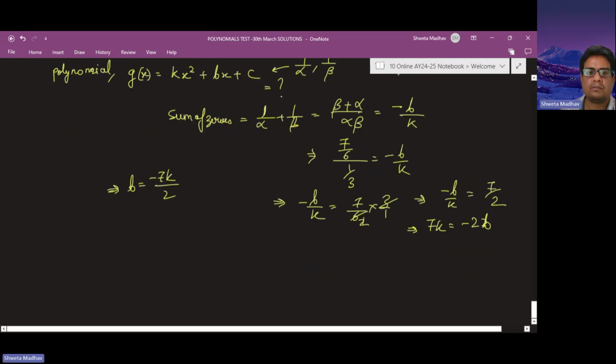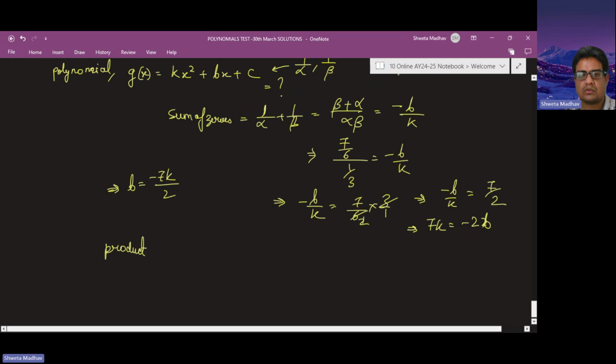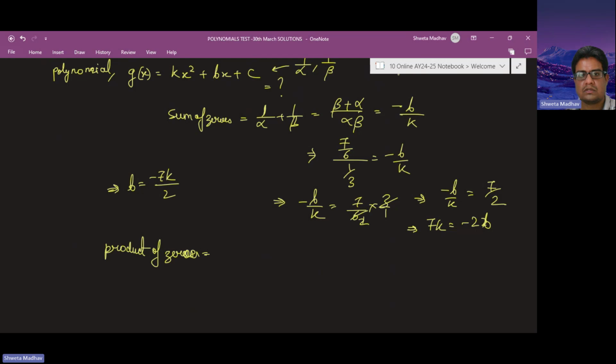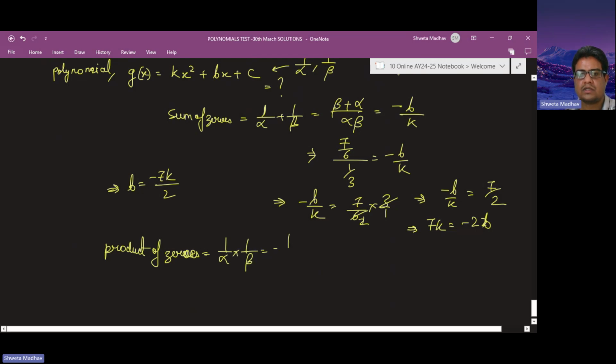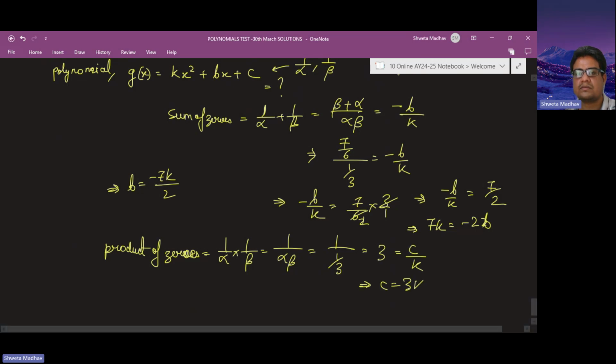Okay, and then the product of the zeros. The product of the zeros will be equal to 1 by alpha into 1 by beta. So that is 1 by alpha beta, that is 1 by 3, that is equal to 3, and that is equal to c by k. So therefore c will be equal to 3k.